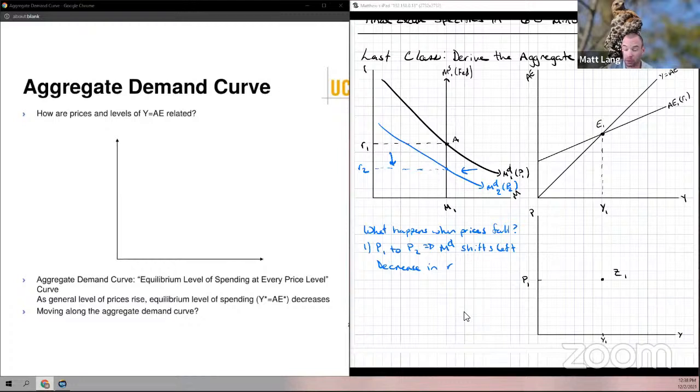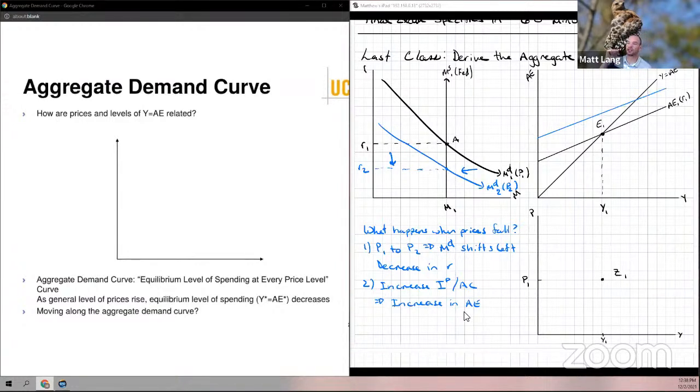That lower interest rate will make purchasing big ticket items, cars, yachts, firms buying new capital, start to go up. So we'll say that we see an increase in planned investment spending and autonomous consumption, which leads to an increase in aggregate expenditures. So we're going to lift this up. And notice what I'm going to do here is denote this as AE2, R2, right?